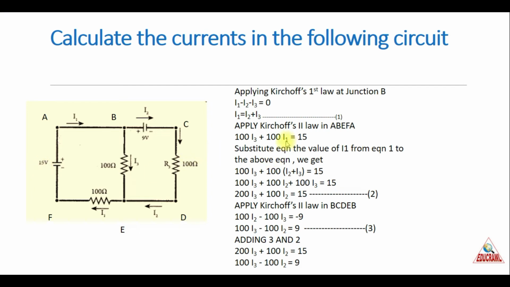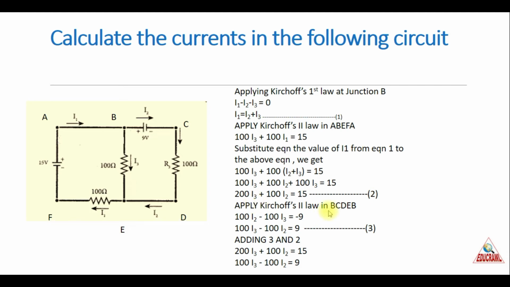Now for I1, we have to substitute equation 1, which is I2 plus I3. So when you substitute this value, we get 100 I3 plus 100 into I2 plus I3 is equal to 15. Taking this 100 inside the bracket and simplifying, we get 200 I3 plus 100 I2 is equal to 15. Keep this as equation 2.